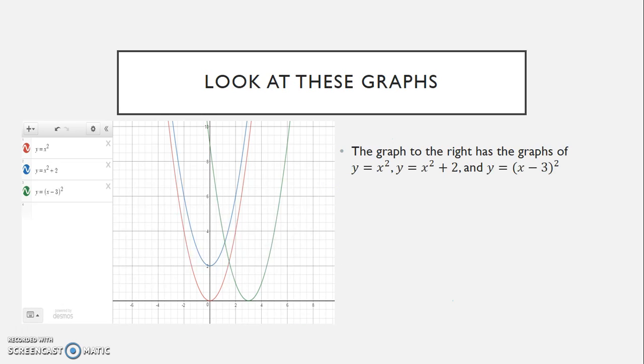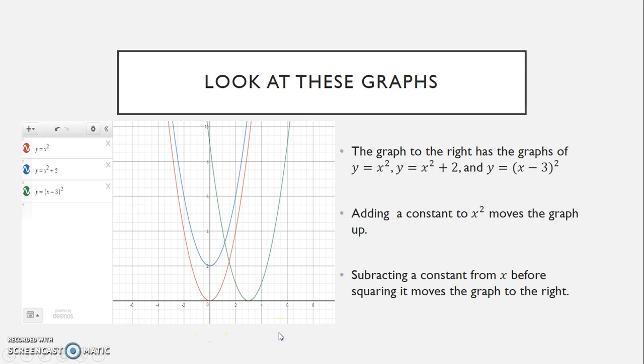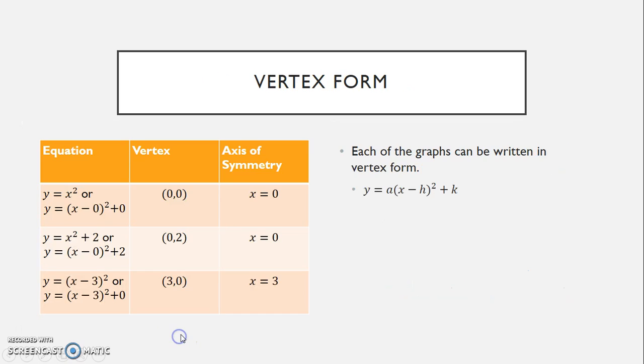So let's look at these graphs. The graph to the right has the graphs of y equals x squared, y equals x squared plus 2, and y equals the quantity x minus 3 squared. You can see that over here on the far left. They're color coded, so red, blue, and green. Adding a constant to x squared moves the graph up, which is evidenced going from our red graph to our blue graph. And subtracting a constant from x before it's squared, so inside of the parentheses in y equals (x minus 3) squared, moves it to the right, as evidenced going from red to green.